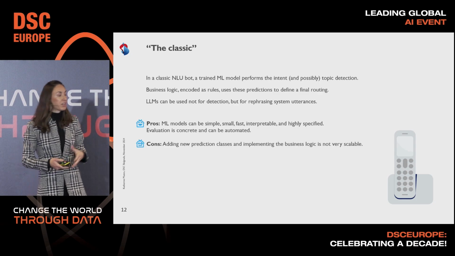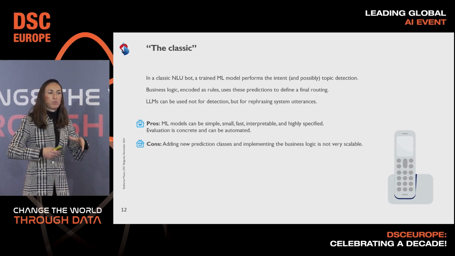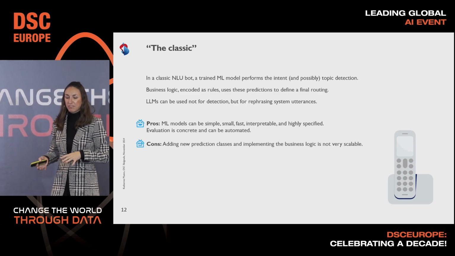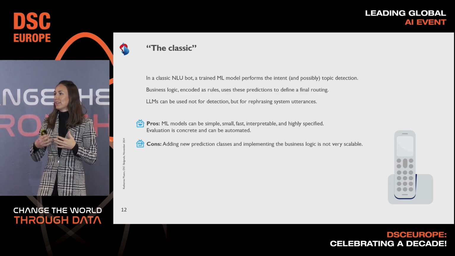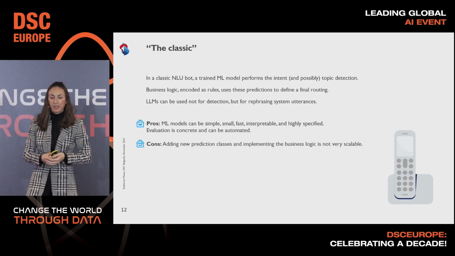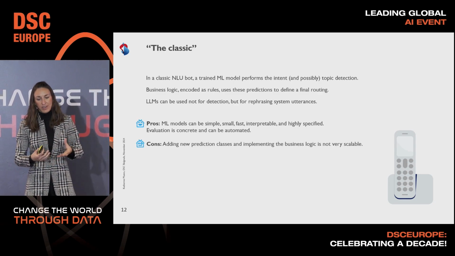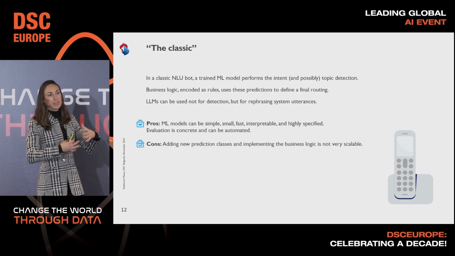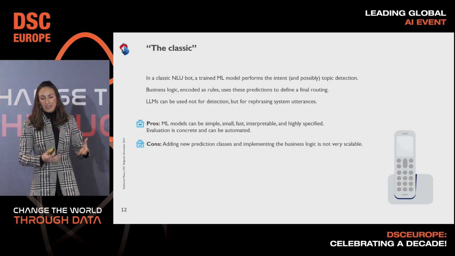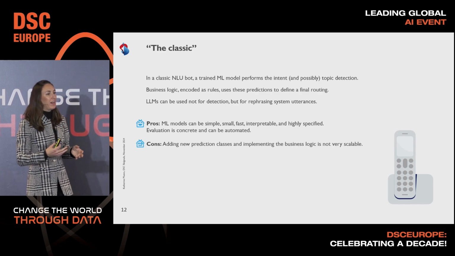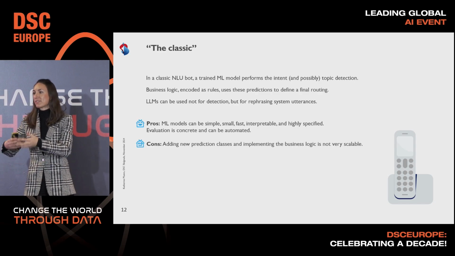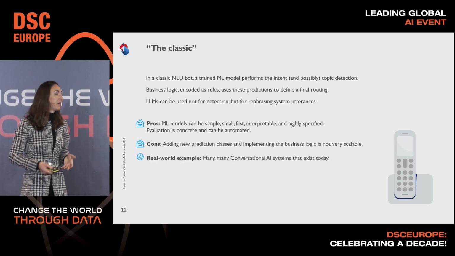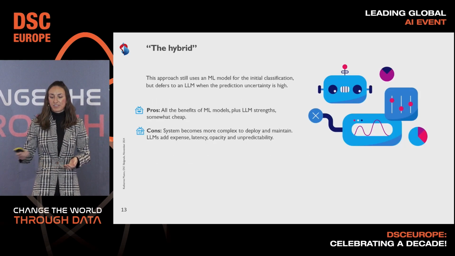On the positive side, machine learning models can be simple, fast, accurate, interpretable, very specific, and evaluation is concrete and can be automated. On the less positive side, as I've mentioned before, if you want to add a new prediction class, you need to get more data, prepare it, label it, retrain the model, and also adding more use cases with business logic is also not very scalable. A real-world example is just many systems that exist today.